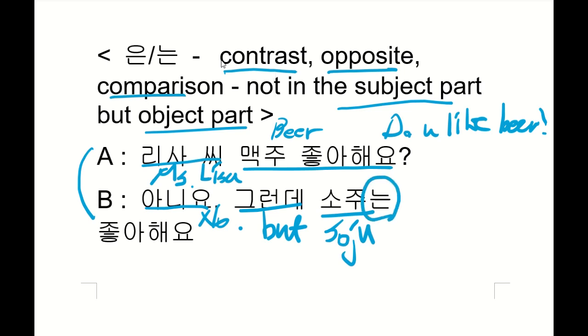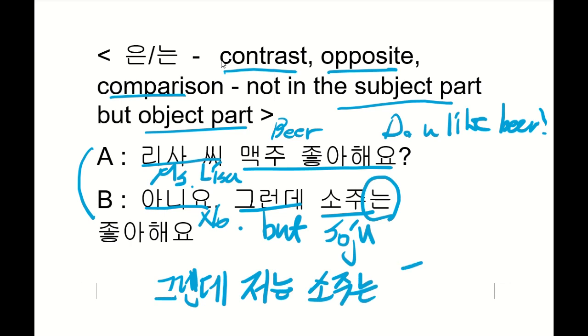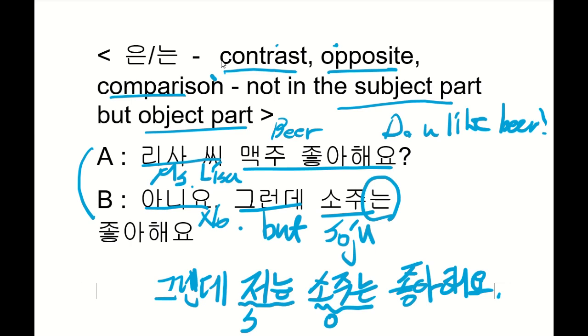It's the object part here. The full sentence would be 그런데 저는 소주는 좋아해요. So this one is subject, right? And this one is object. 은는 here is used as an object. So when it's contrast, opposite, and comparison, in the object part, 은는 is also used.